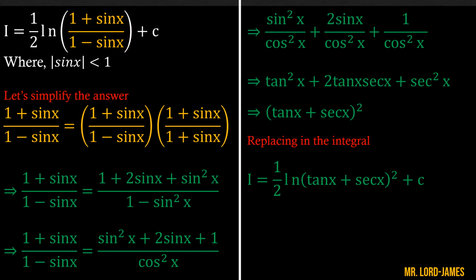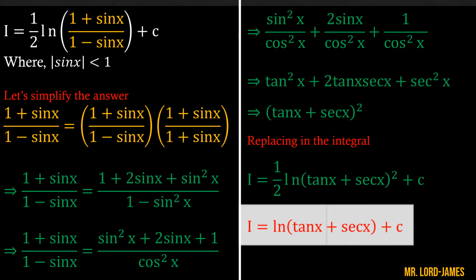And from the laws of logarithm, the exponent 2 shall come down, and therefore the 2 shall be simplified with the half, where I will be equal to the natural logarithm of tan x plus sec x plus a constant of integration c. So this gives us another possible result to that same integral.